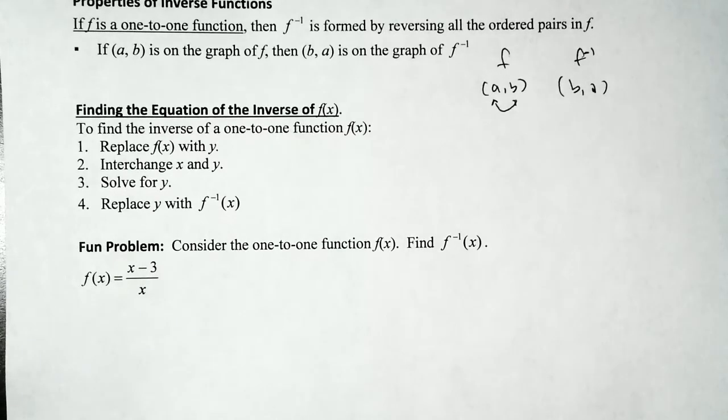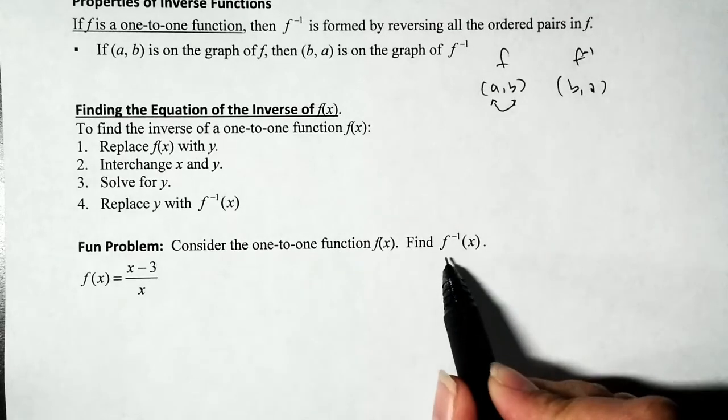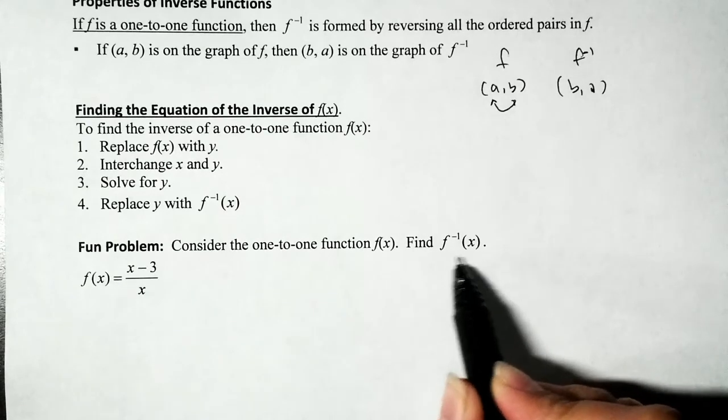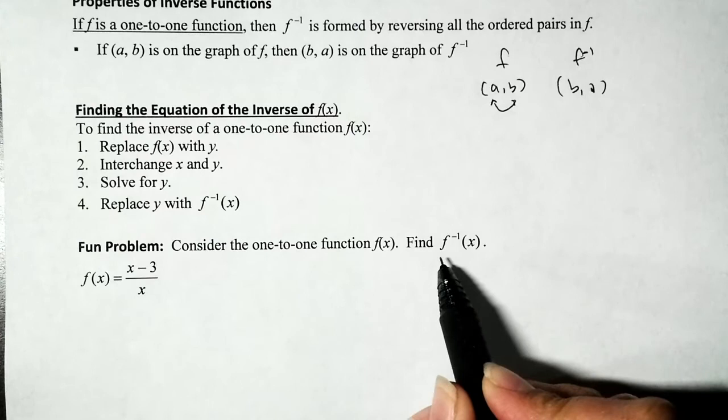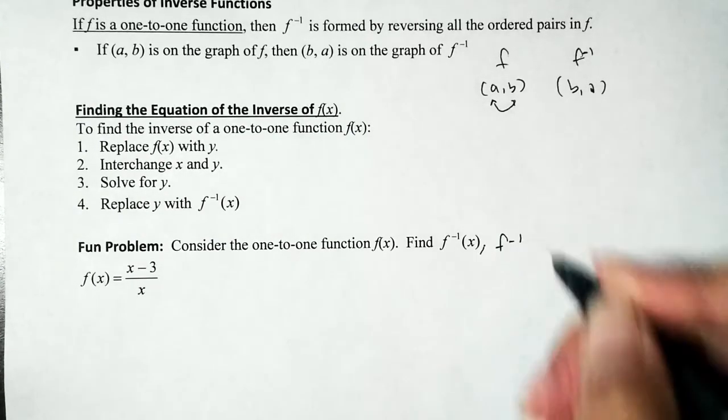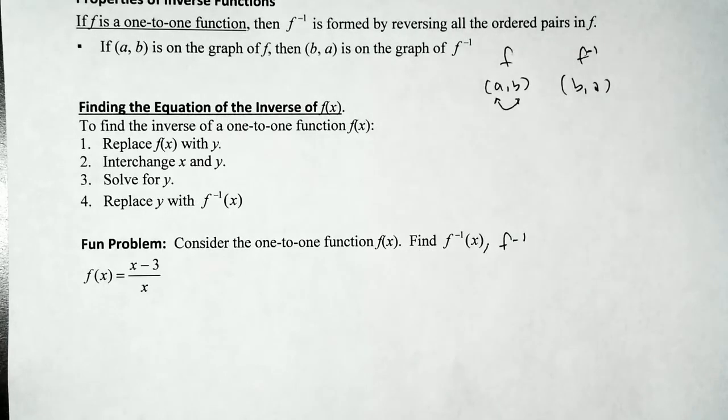The one and only problem reads: consider the one-to-one function f of x. We want to find f inverse of x. Again, we have to have a clear understanding of what we are being asked to find in order for us to have a fair shot. The symbol for inverse is f with an inverse, so we have function notation, and this reads find f inverse of x. Some books may just write f inverse, so just check your book, but they're both asking you to find the inverse. So let's take this one step at a time.